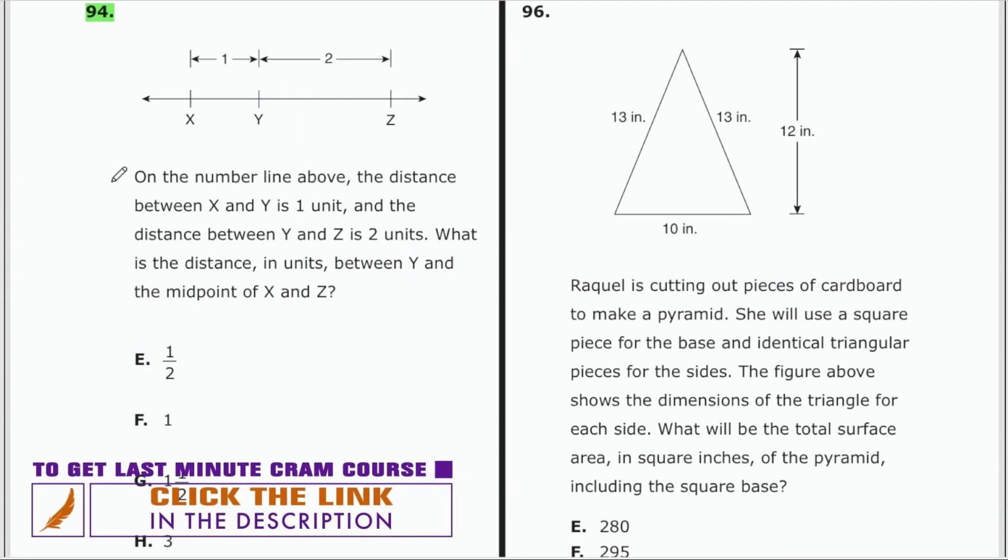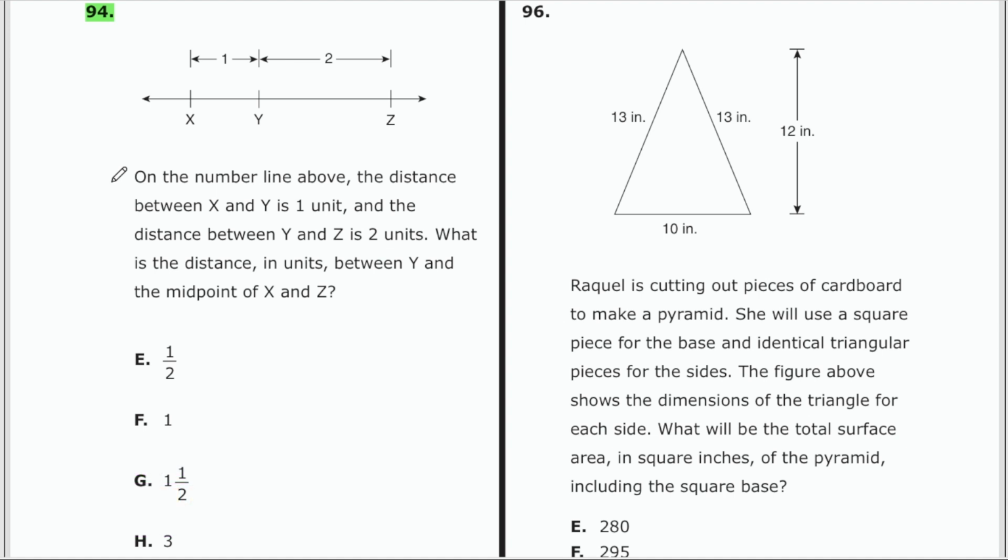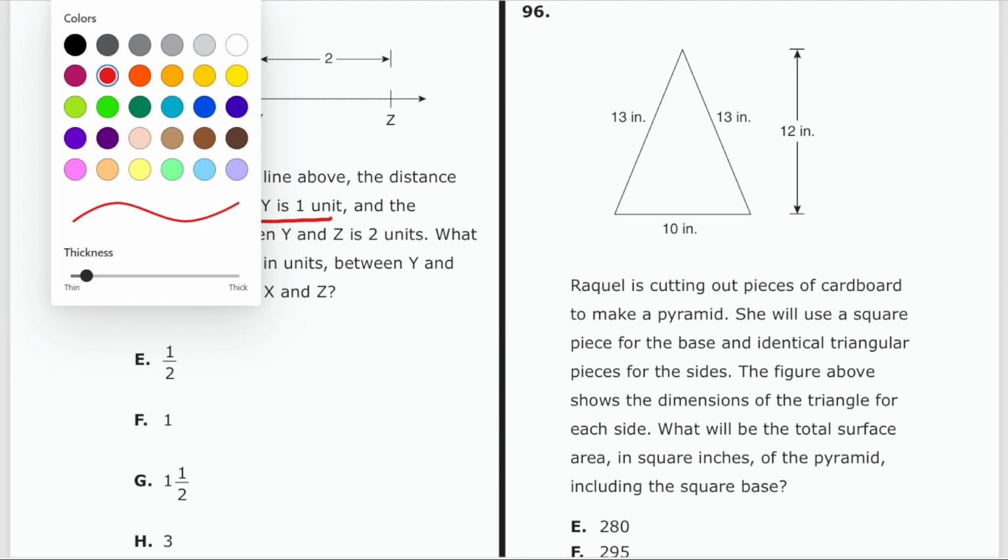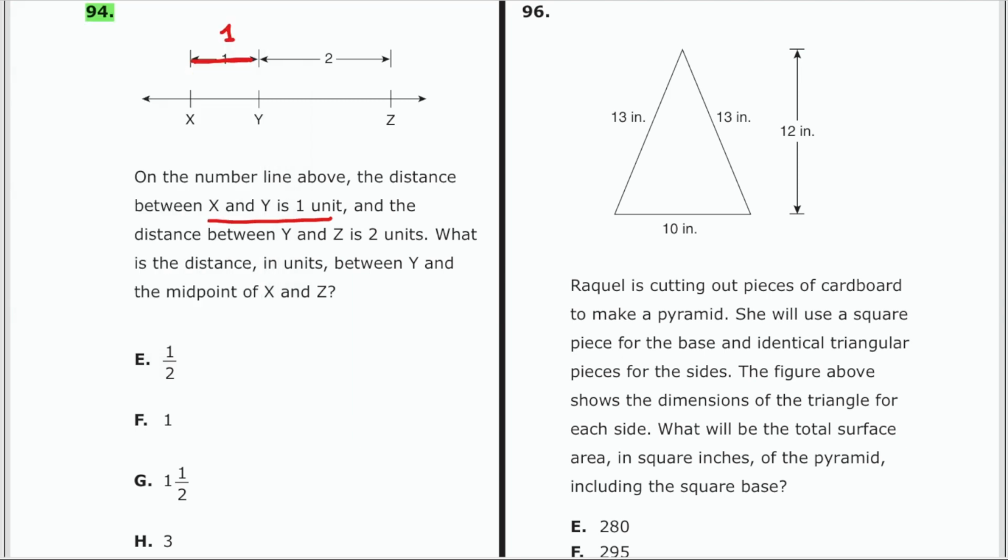So let's do this, right? So let's color code it. So we have x and y is 1 unit, right? So this is just 1 unit, this red thing, right? Okay, cool. Now we need to find the midpoint of x and z, right? So midpoint of x and z.